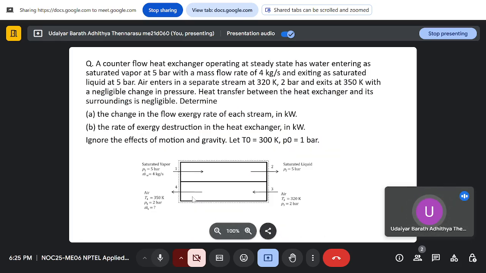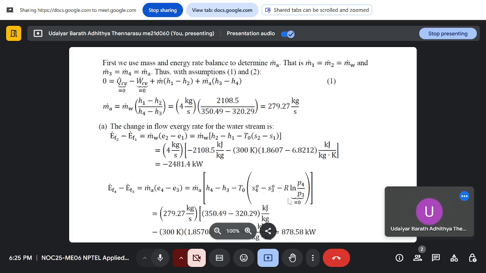and this is because the temperature is more than the dead state temperature. That's why my exergy is increasing. So it is 878.58 kilowatts in the air stream.